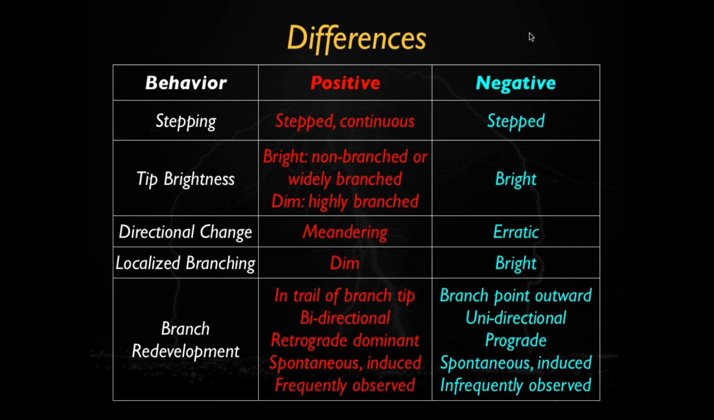And then as far as the localized branching, these are branches that remain close to the main channel. Again, if the positive leader has a lot of localized branching taking place, these branches tend to be very dim and sometimes very hard for the high-speed cameras to pick up. Whereas with the negative leaders, the localized branching remains quite bright and visible to the cameras.